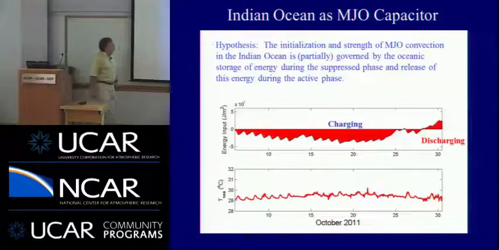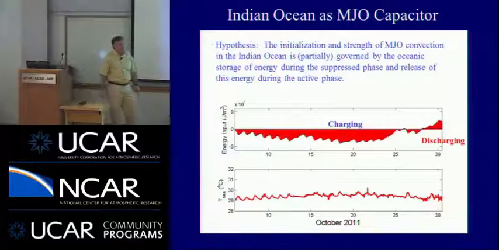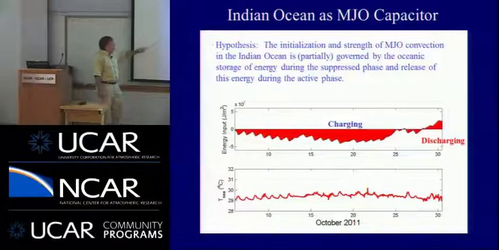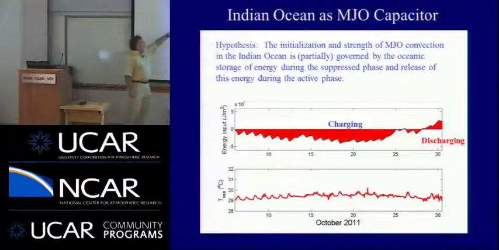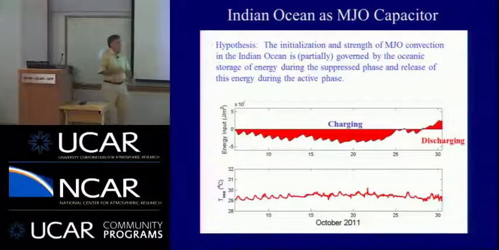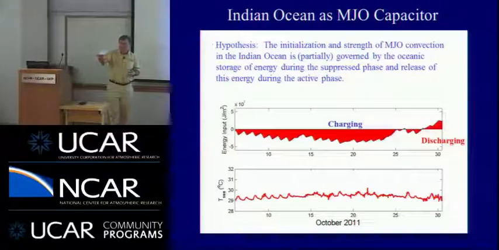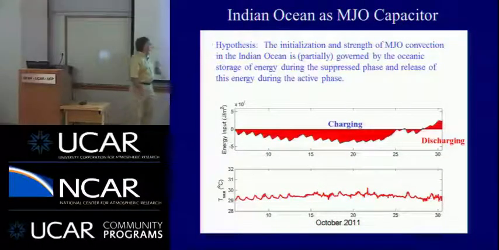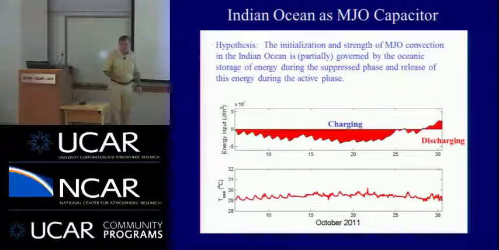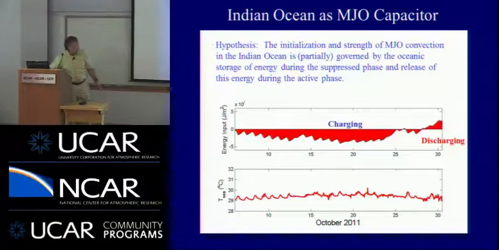So just a hypothesis we're working on, that the initialization and strength of the MJO convection in the Indian Ocean is at least partially governed by the oceanic storage of energy during the suppressed phase and release of this energy during the active phase. One thing you could look into to test this hypothesis is whether a weak MJO, which doesn't suck all the energy out of the ocean as it passes over, is then followed by a stronger MJO because there's some residual energy left in the ocean. That would go part and parcel with this hypothesis, and we have long enough records to see if that's the case.